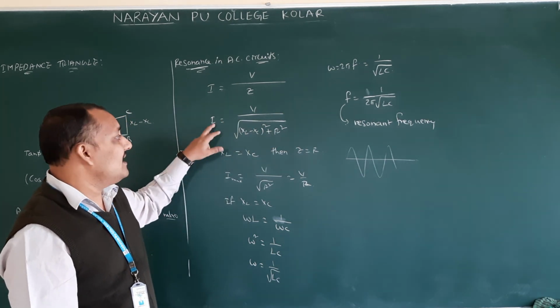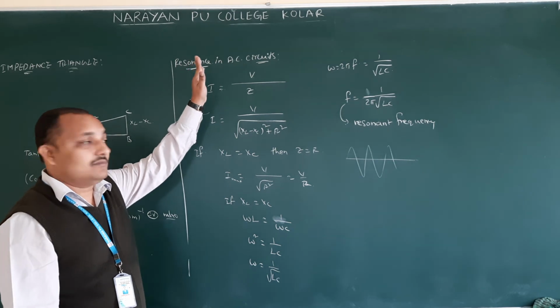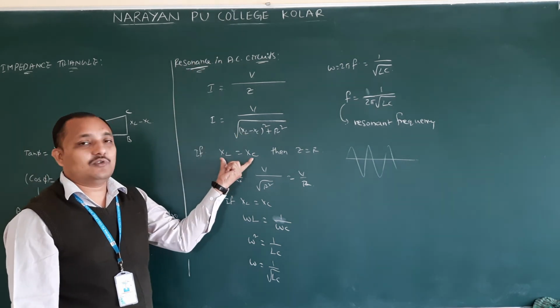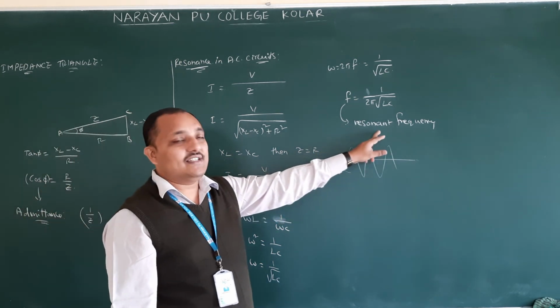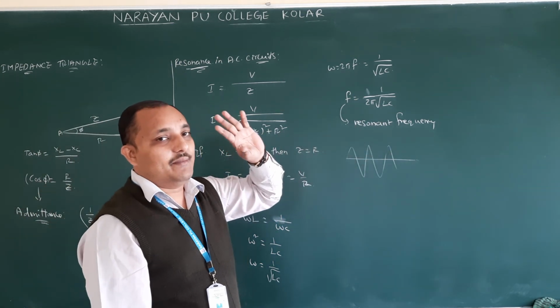Z is minimum, which means I is going to be maximum. Why is it minimum? Because both are equal. So this is the condition for resonance. The resonance frequency definition I gave, you should remember. Very simple.